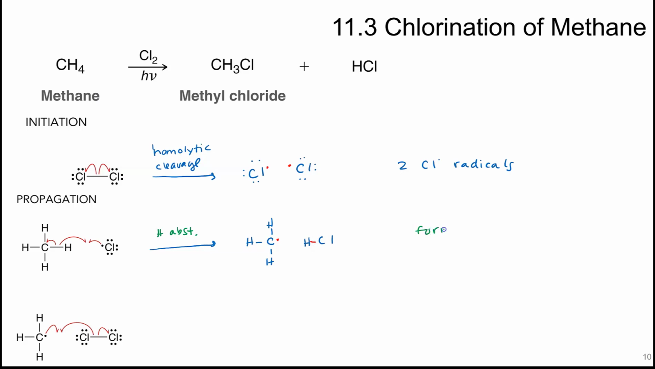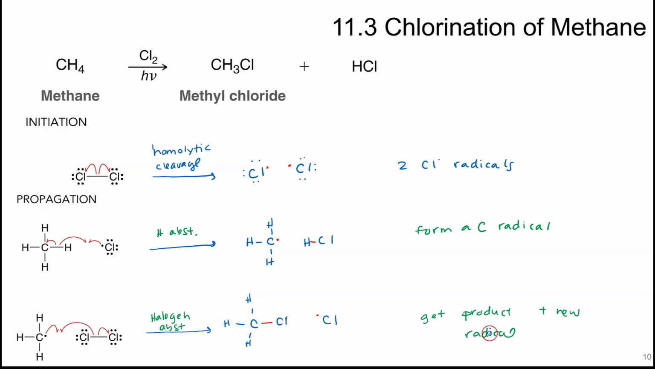So this forms a carbon radical. And then we follow the electrons here. It's going to pull a chlorine off and form a new bond there. So new bond, new chlorine radical. This is a halogen abstraction, and we get the product. So this chlorine radical is free to react with another molecule of methane.